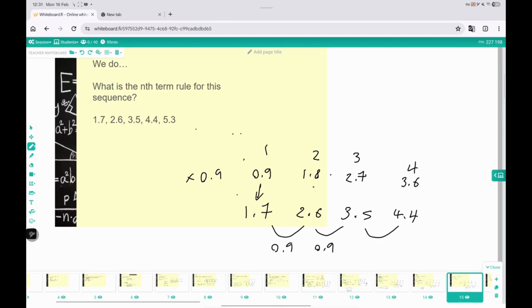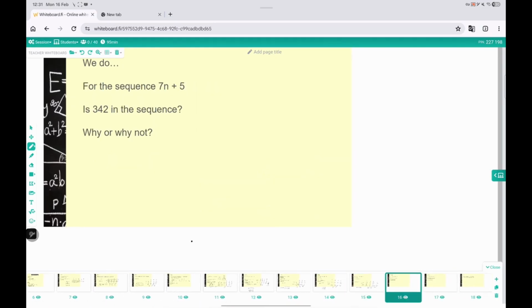Okay, what is the difference between what we've got multiplying and what we still need to do? Hopefully you notice, but remember, you can always take the first term from the first term to get the difference. We've got a difference of 0.8. So our formula is 0.9n plus 0.8. Still all works with decimals as well.